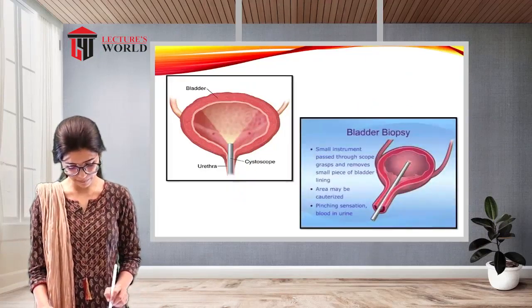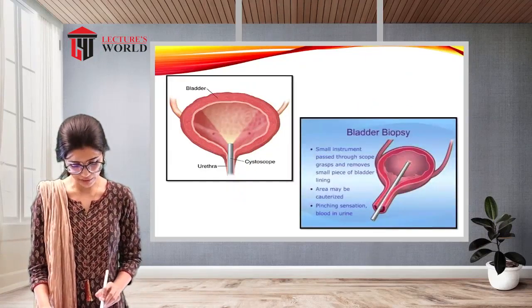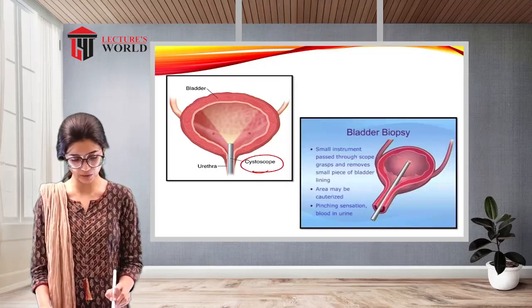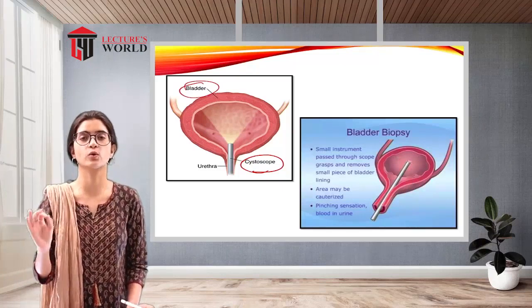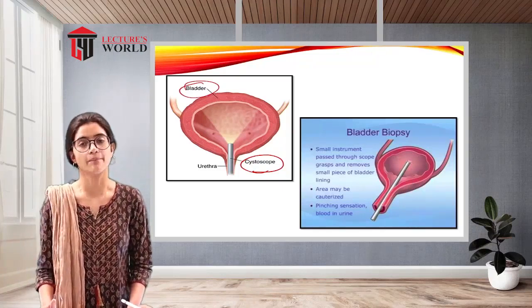As you can see within the cystoscopy, through the urethra, a cystoscope is being injected into the bladder to identify and visualize any of the abnormal growth patterns that can be seen within the bladder.